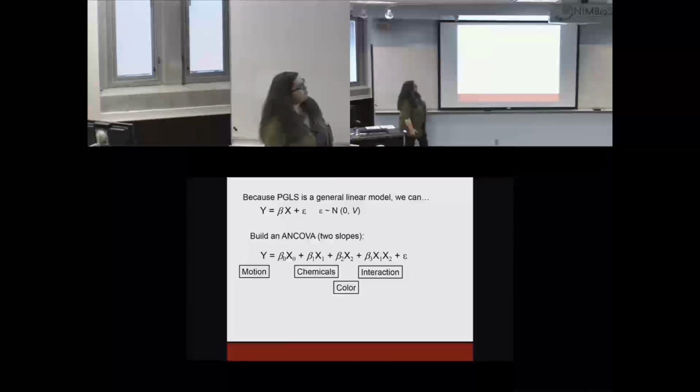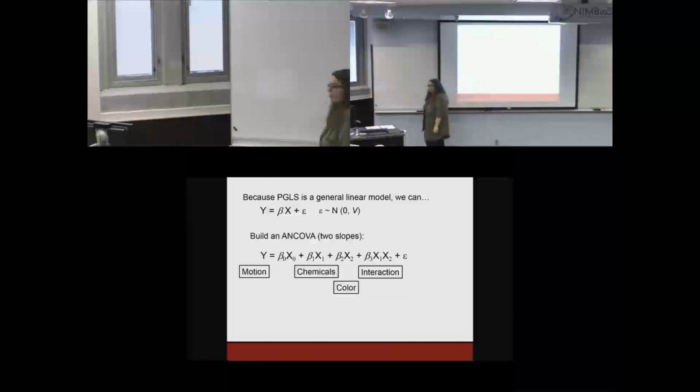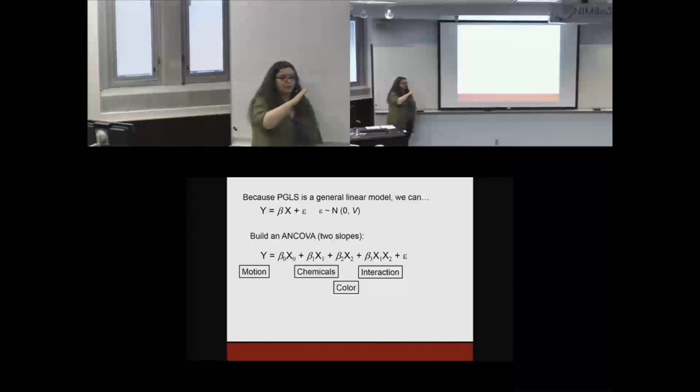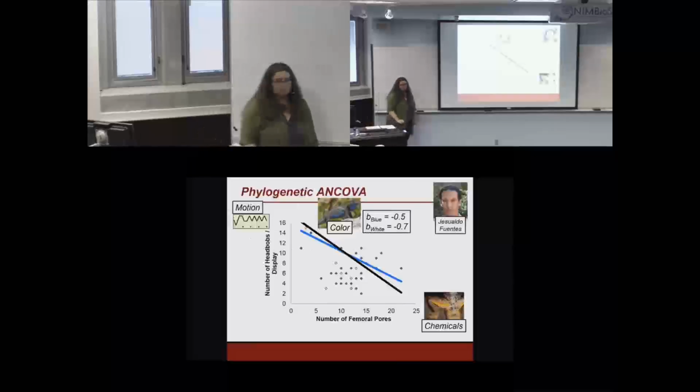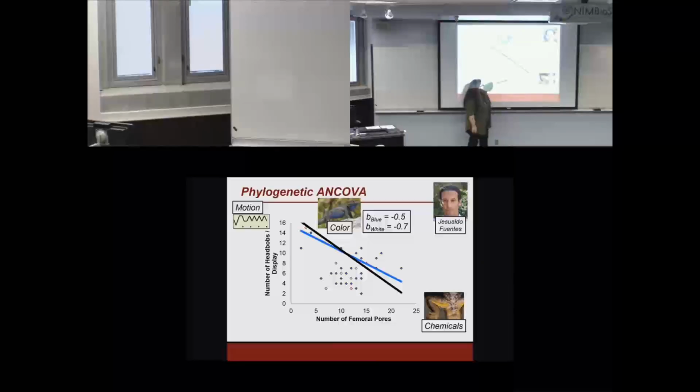Because PGLS is a general linear model, it's easy enough to build an ANCOVA. So this is the way we would put in color in our model. Then we would fit two slopes: one slope to motion and chemicals for the blue-bellied species and one for the white-bellied species, and see if there's a difference between them. So we did that here. You can see the blue dots are the ones that have blue bellies, and the white dots are the ones that have lost that signal.